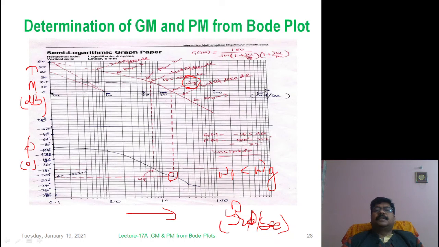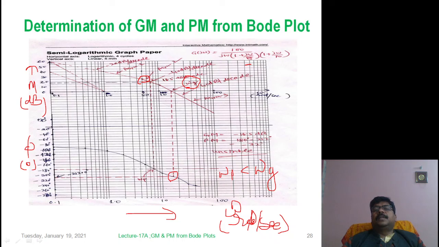Since this is 20 log 100, it is 40, and 1 by j omega will be having a slope of minus 20 dB. So the Bode plot will start from 60 dB at a slope of minus 20. This is the first asymptote, and this will continue up to the first corner frequency, say 5 radian per second.